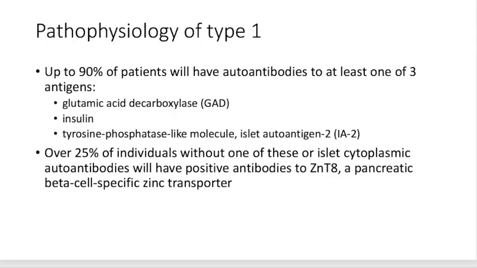So the pathophysiology of type 1 is that there are antibodies to at least one of these: glutamic acid decarboxylase, which we call GAD. You can have anti-insulin antibodies. You can have tyrosine phosphatase-like molecules, which we call IA2. You also can have antibodies to a zinc transporter. So there are a couple of different types. These are the main ones that we test for when we're looking for type 1 diabetes.